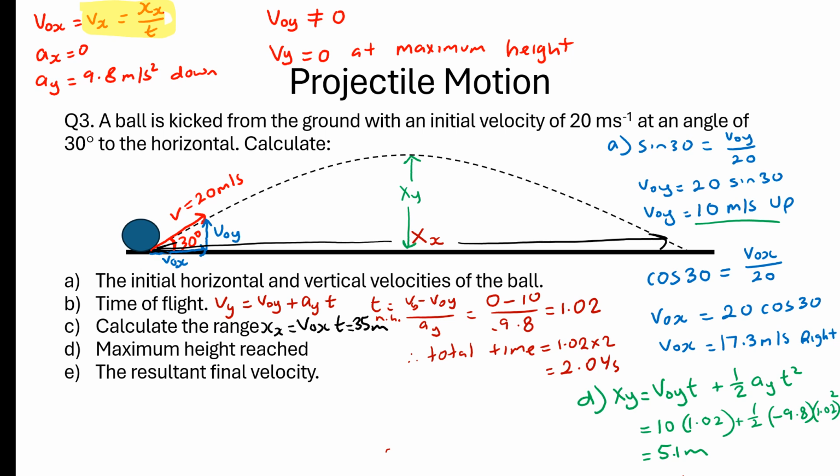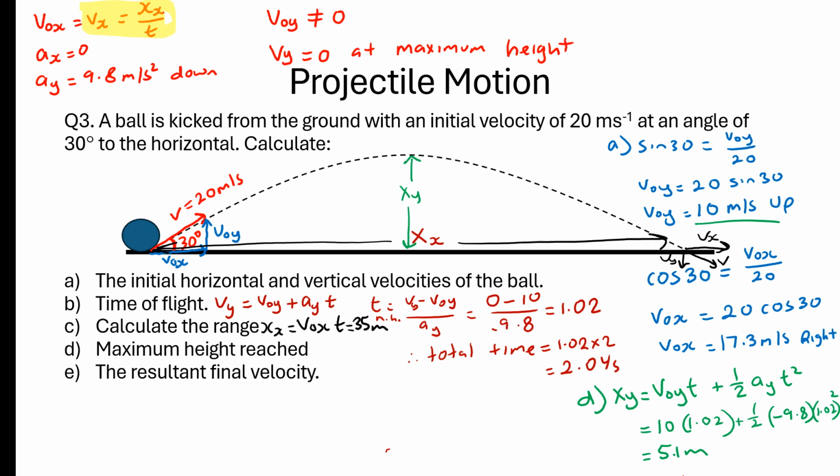What is the resultant final velocity? So before the object hits the ground, what is the velocity of the object? Just before it hits the ground. So we need to find Vx, Vy, and then we can find the final resulting velocity. We know Vx is to the right in this case, Vy is downwards, and now we can use Pythagoras theorem to find the resultant velocity, which is V.